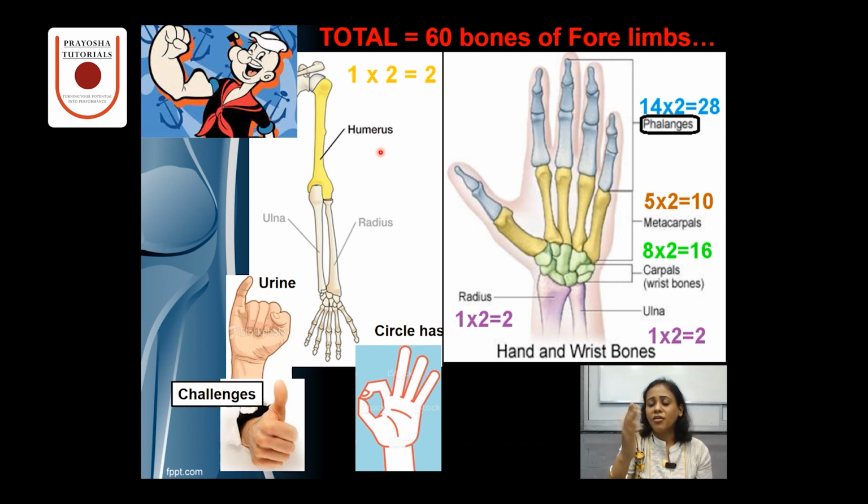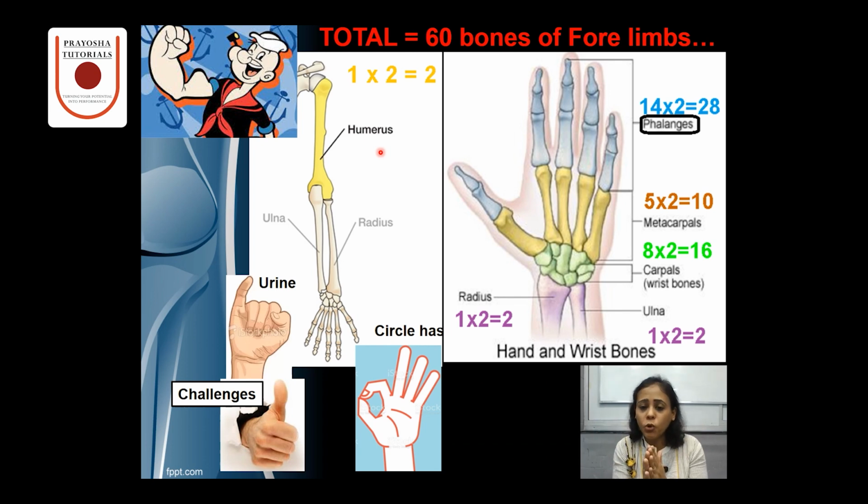Then we have the phalanges. Phalanges: when we have to give a challenge to someone and we wish all the best, we take all of our fingers and roll them apart. So when you are rolling them together, it forms the challenge, and the phalanges help to give some challenges. So that way you can remember phalanges rhyming with challenges.